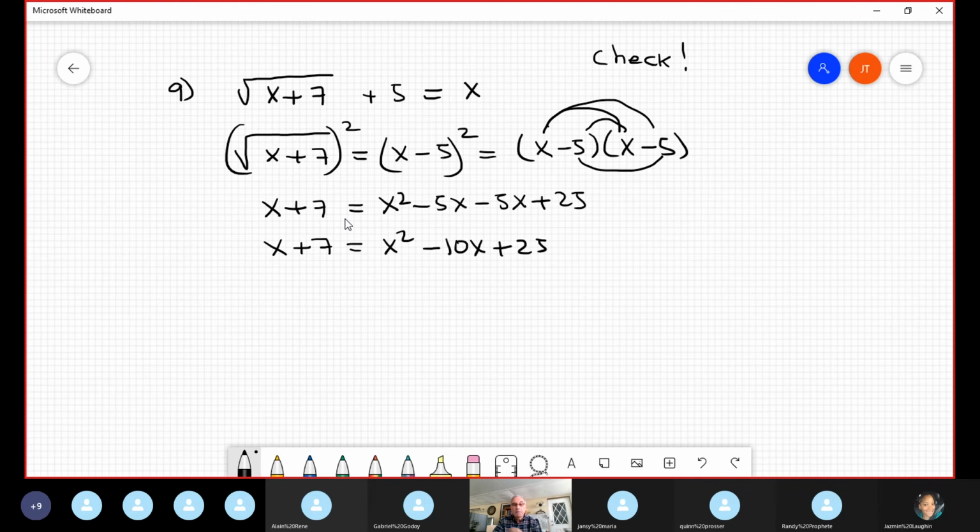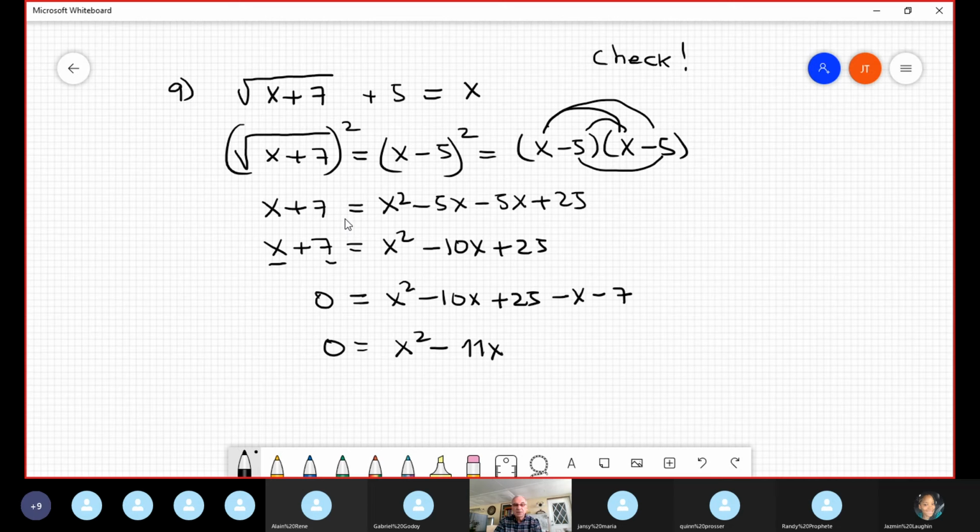So at this moment, I realize that we are in front of one quadratic equation. The only thing you should do is organize this quadratic equation, putting it in standard form. You move this and this to the right, so we have 0 on the left-hand side. x squared minus 10x plus 25, minus x, minus 7.